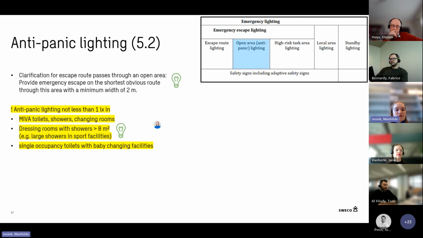Okay, then this one in yellow is important because before, all anti-panic area lighting was designed to have 0.5 lux. Now there are some zones where we will need to design for 1 lux in the whole anti-panic area. This includes MIVA toilets, so toilets for disabled people, showers, changing rooms, and also dressing rooms with shower larger than 8 square meters. So for example, showers in sports facilities will need 1 lux. And also single occupancy toilets where there's a baby changing table will need 1 lux. We will also see some examples for this.